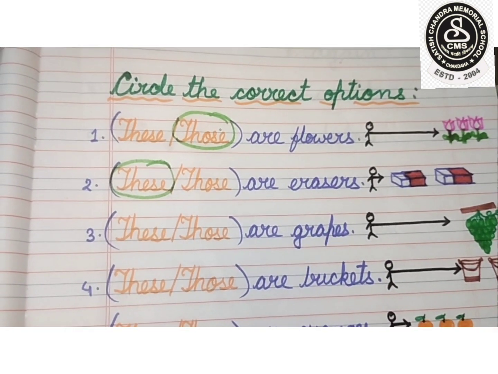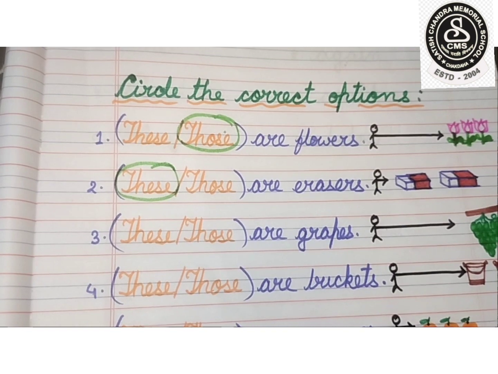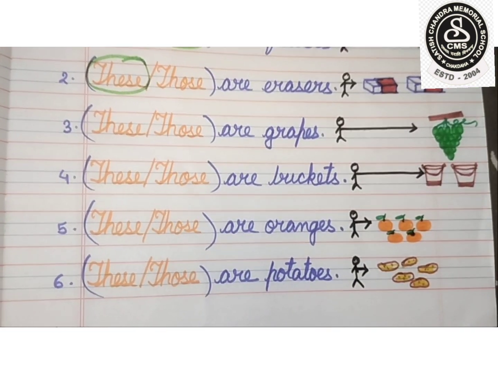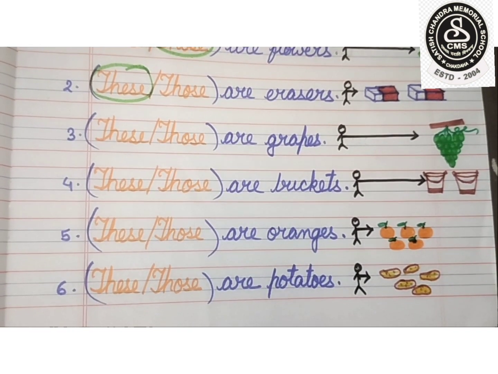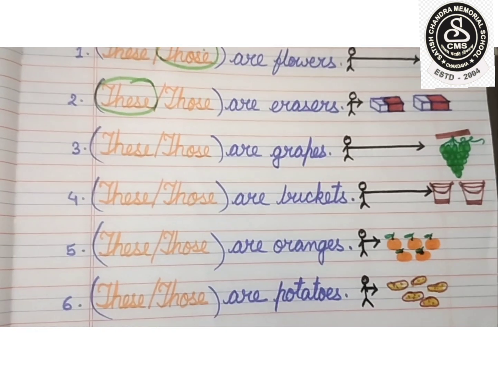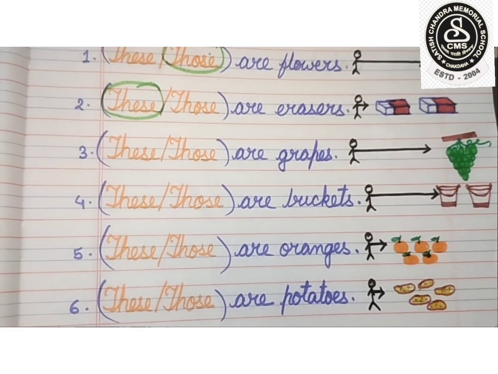So children, I have done number 1 and 2 for you all. Number 3, 4, 5, 6 is your homework. You will do it by yourself without taking any help. Okay?